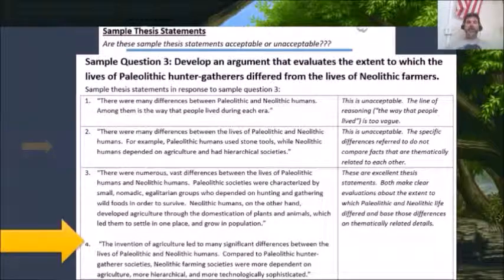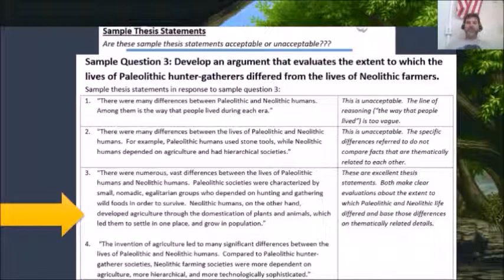So now numbers 3 and 4 are both really excellent. They make clear evaluations about the extent to which life differed between these two types of people, and they base them on thematically related details. So number 3, there were numerous vast differences between the lives of Paleolithic humans and Neolithic humans. Paleolithic societies were characterized by small nomadic egalitarian groups who depended on hunting and gathering wild foods in order to survive. So that's the stuff about Paleolithic societies. Neolithic humans, on the other hand, developed agriculture through the domestication of plants and animals, which led them to settle in one place and grow in population.